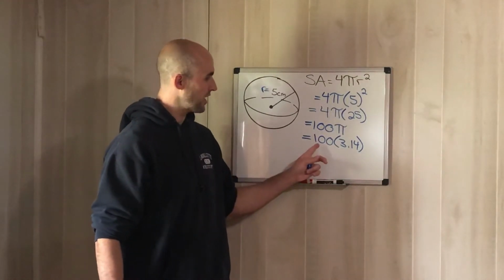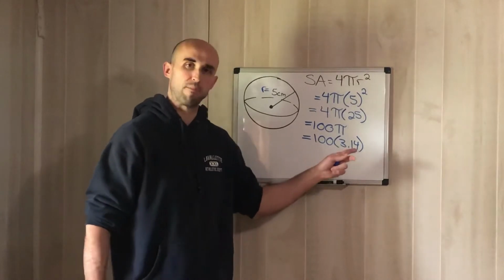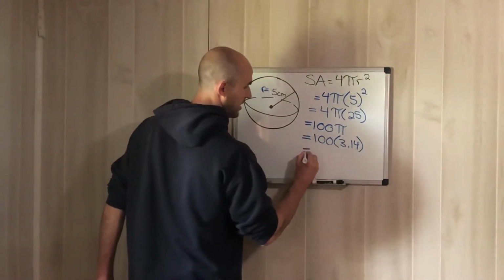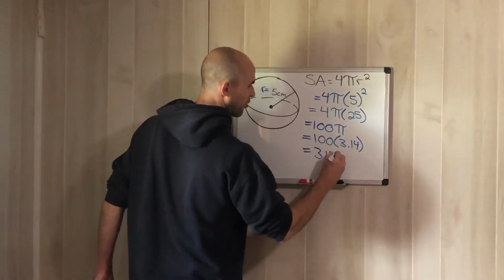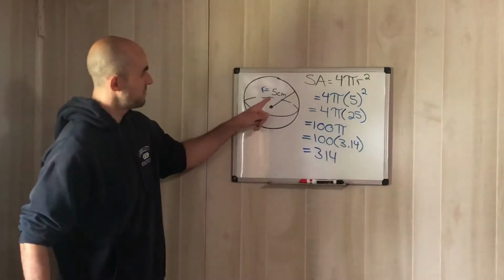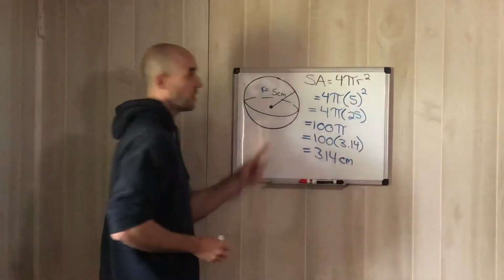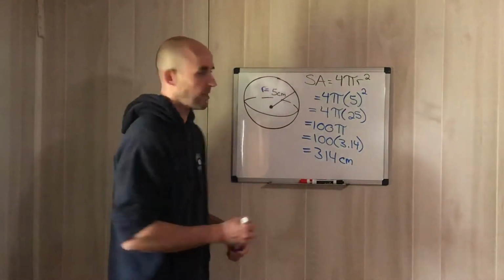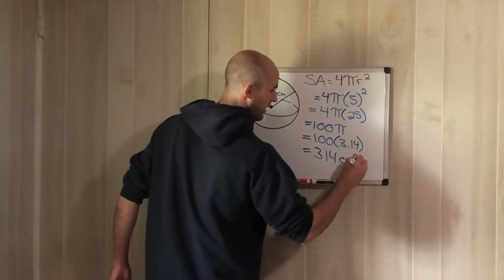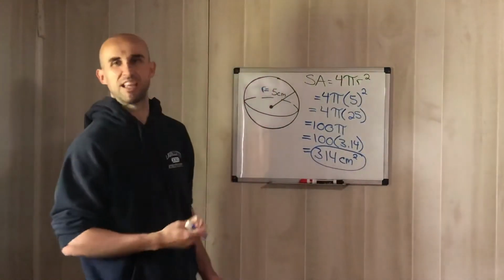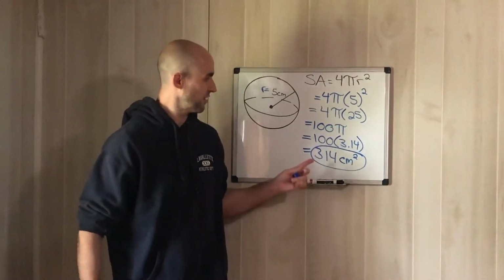Now all we're going to do is multiply 100 times 3.14, which gives us 314. Again, don't forget, since it's centimeters, you're going to use centimeters, and surface area is always squared. So 314 centimeters squared. We didn't have a decimal in this case just because it worked out perfectly this way.